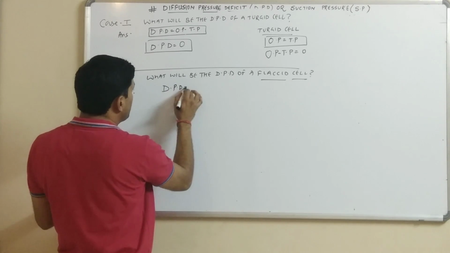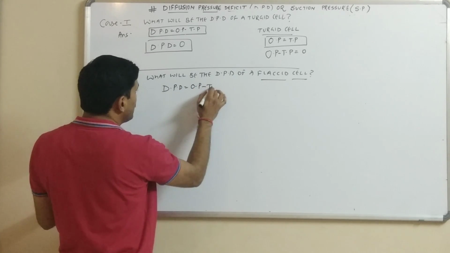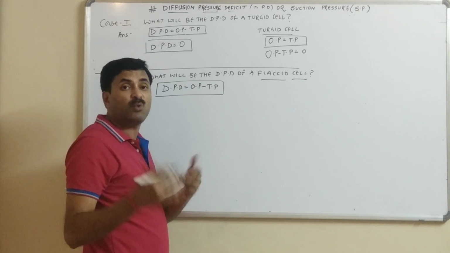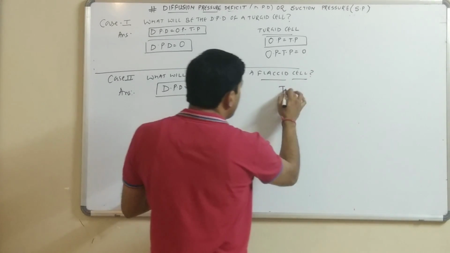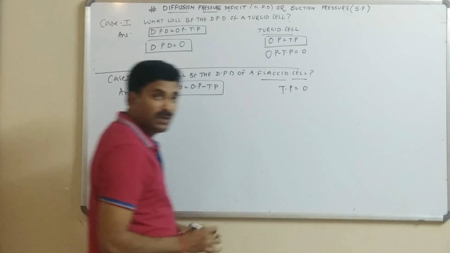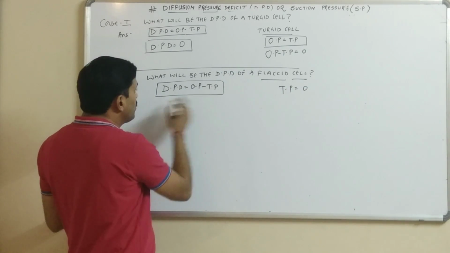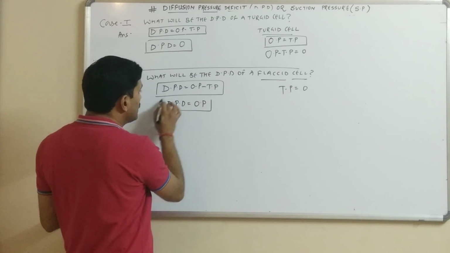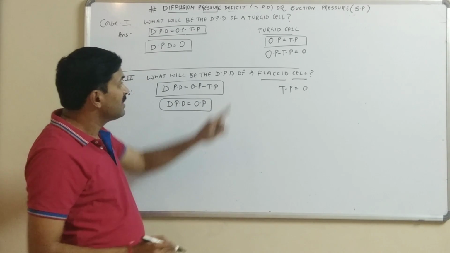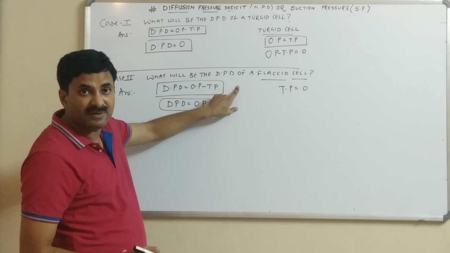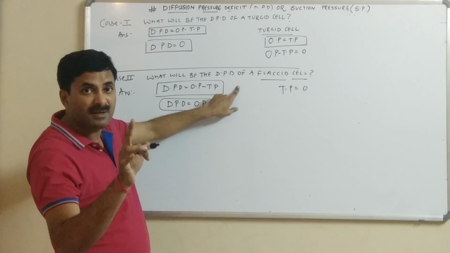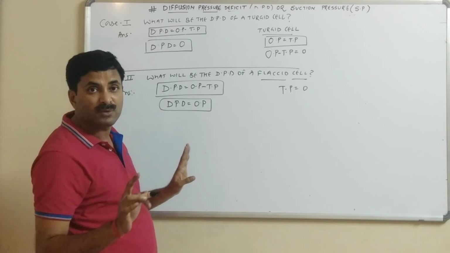So we know that DPD is equal to OP minus TP. This is the formula. Now in a flaccid cell, in which water has not entered, TP is definitely 0. Substitute the value here. TP is 0, so DPD is equal to OP. Just now I have said, in a cell in which water has not entered, in which osmosis has not happened, in that condition DPD is equal to OP.